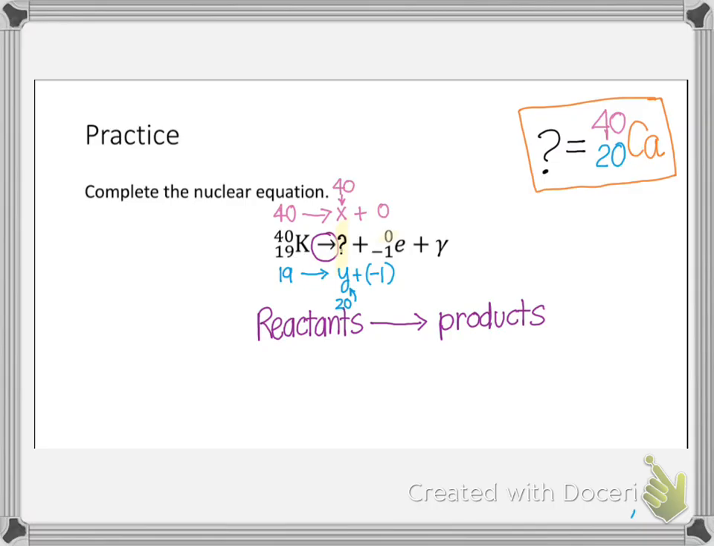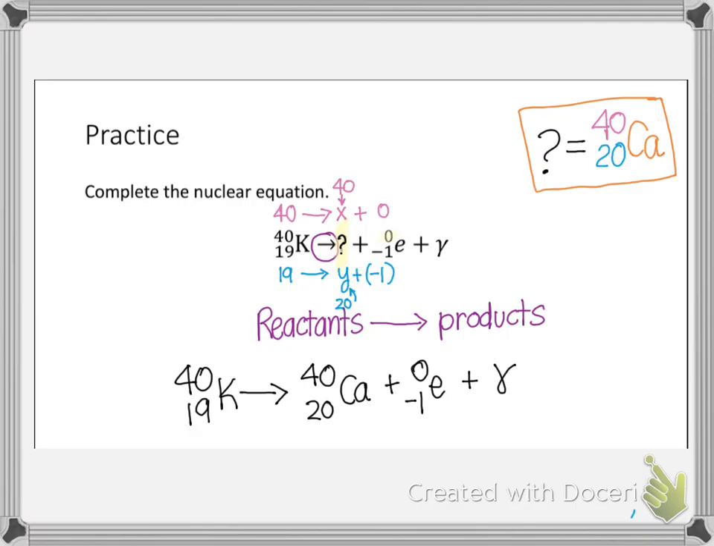Now I'll rewrite the whole equation. So it would be 40 over 19 K, arrow, and then the question mark is 40 over 20 Ca plus the beta particle, that's the symbol, plus the gamma. Now if you look, this side is 40, this is 40 plus 0, so that equals 40. This side is 19, this is 20 minus 1, which is 19. So this is the correct equation once it's completed.